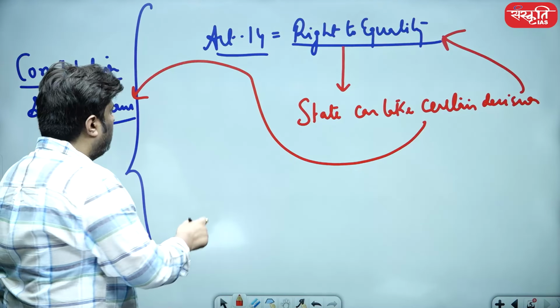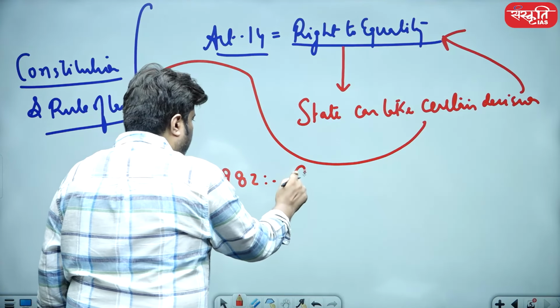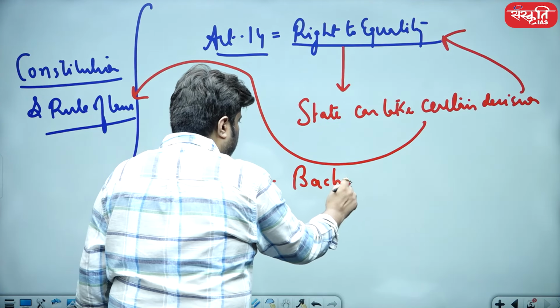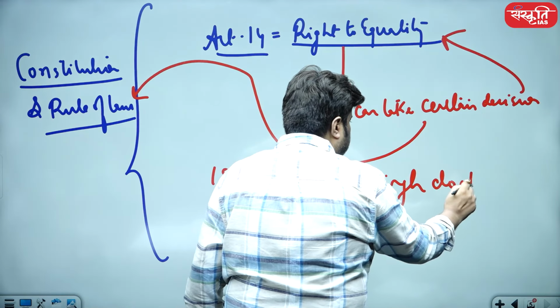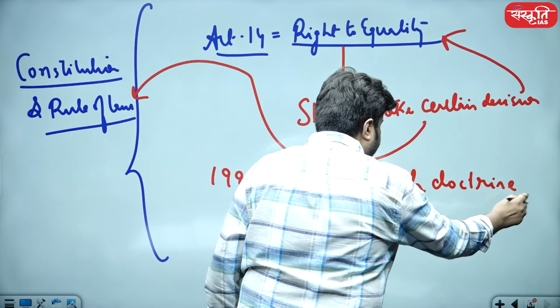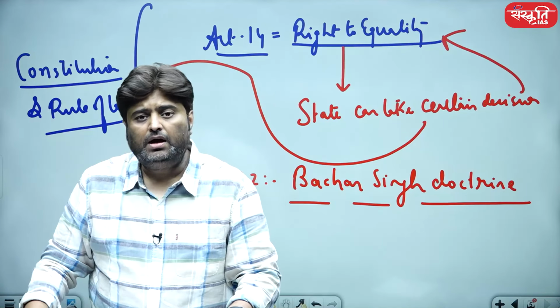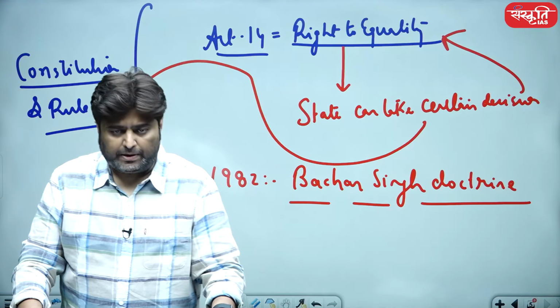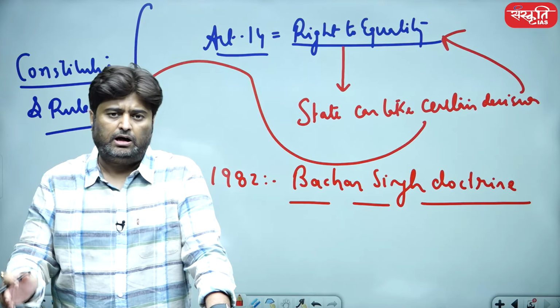Let me give you a very important case right now. A very, very important case which you will learn a lot of times in our classes, Bachchan Singh Doctrine. So what is Bachchan Singh Doctrine? Bachchan Singh versus State of Punjab. It is related to capital punishment. It is related to Mrityu Dand, capital punishment.